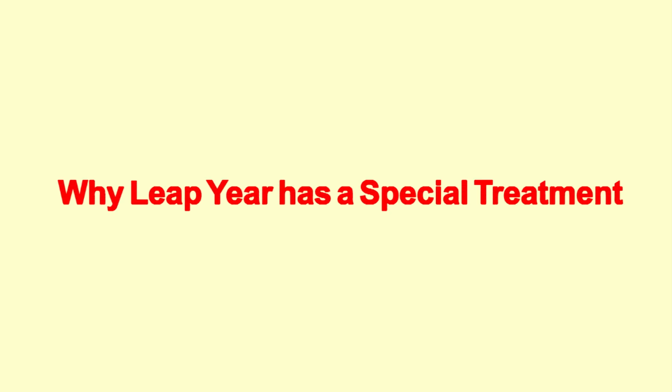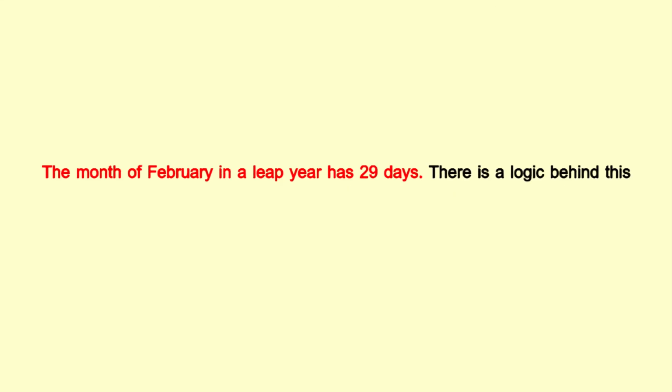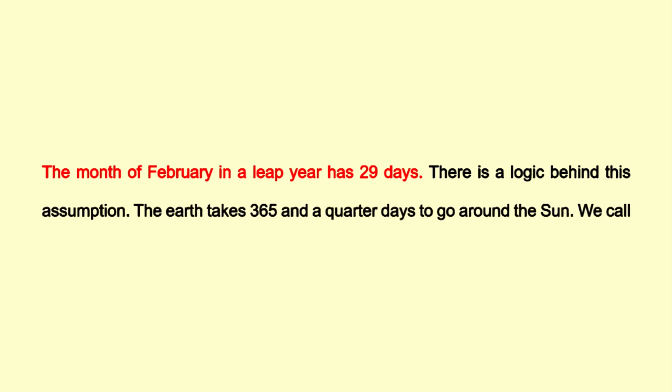Why does a leap year get special treatment? The month of February in a leap year has 29 days. There's a logic behind this assumption. The Earth takes 365 and a quarter days to go around the Sun. We call this duration 1 year.